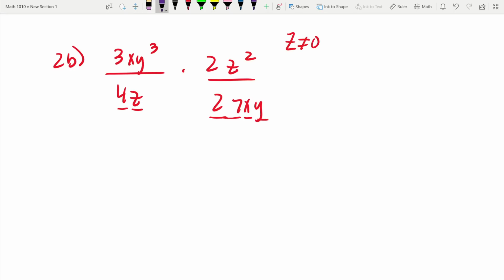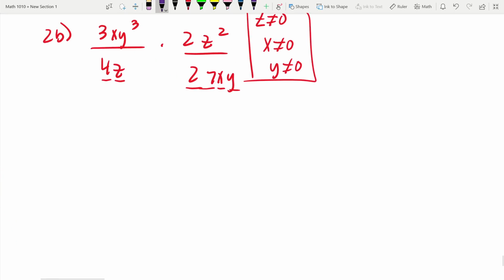27 isn't going to give you a restriction. X on the bottom tells you X can't be 0. Y on the bottom tells you Y can't be 0. So those are your restrictions, okay? Many ways to do this. I'm just going to multiply them together.